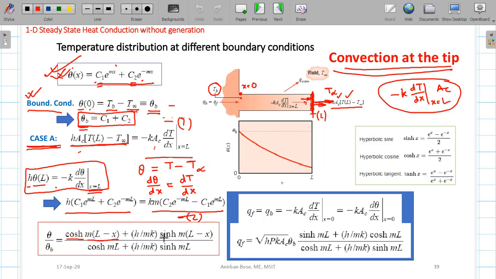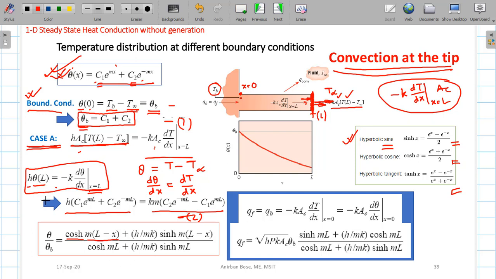And this hyperbolic function basically indicates the exponential function. Hyperbolic sine function is e to the power x minus e to the power minus x by 2. Hyperbolic cos function is e to the power x plus e to the power minus x by 2. And the definition of hyperbolic tangent function is e to the power x minus e to the power minus x by e to the power x plus e to the power minus x. So these are basically exponential expressions, but written as cos hyperbolic and sine hyperbolic in this form.